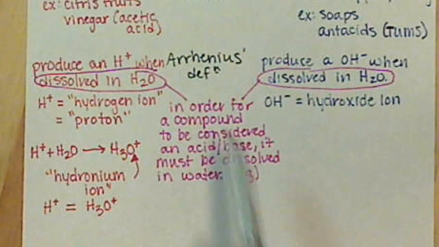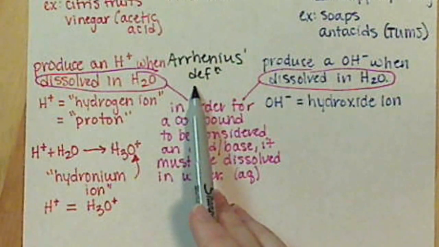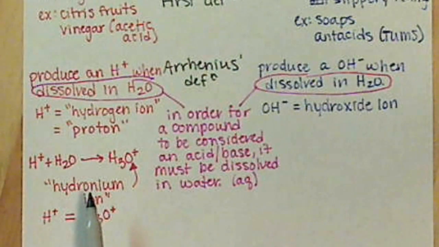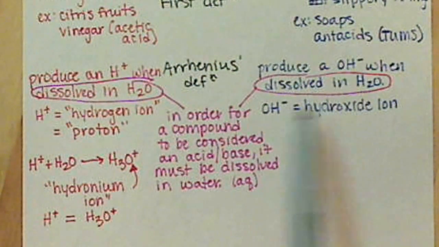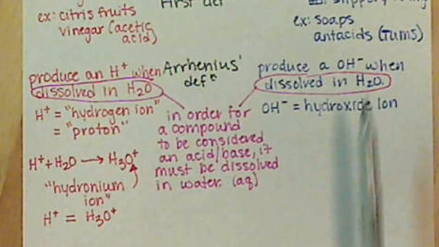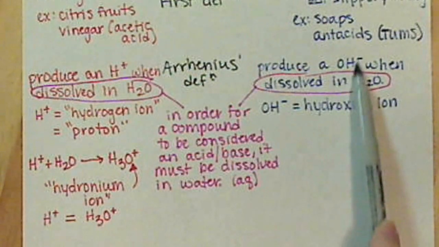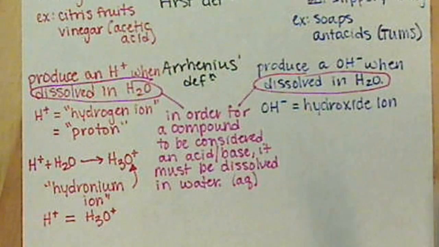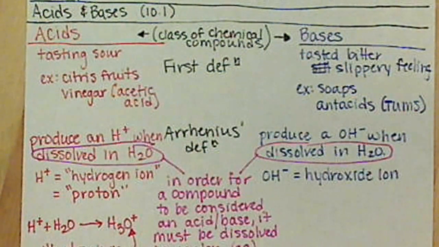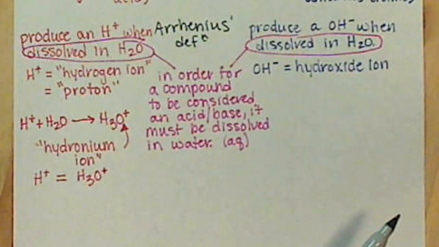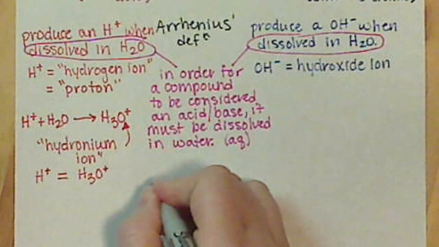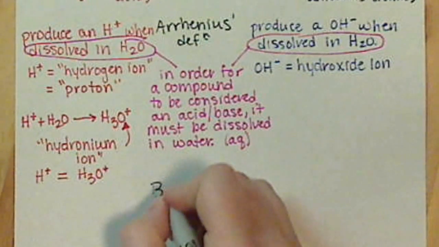All right, now one of the problems with Arrhenius's definition: he had it basically on par when he was talking about acids, but the problem was there are a lot of chemicals that had basic properties that didn't produce a hydroxide ion. So Arrhenius' definition, definitely a step up from our first definition, was not all inclusive of our acids and bases. So our working definition that we're going to use in this class comes from Brønsted and Lowry.